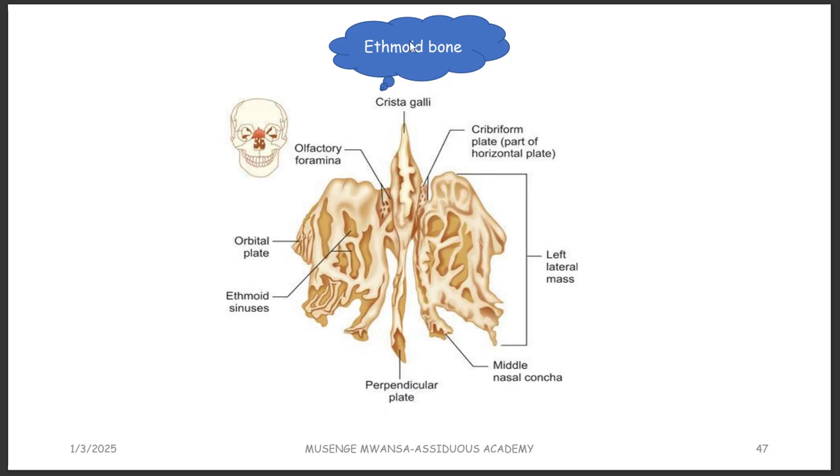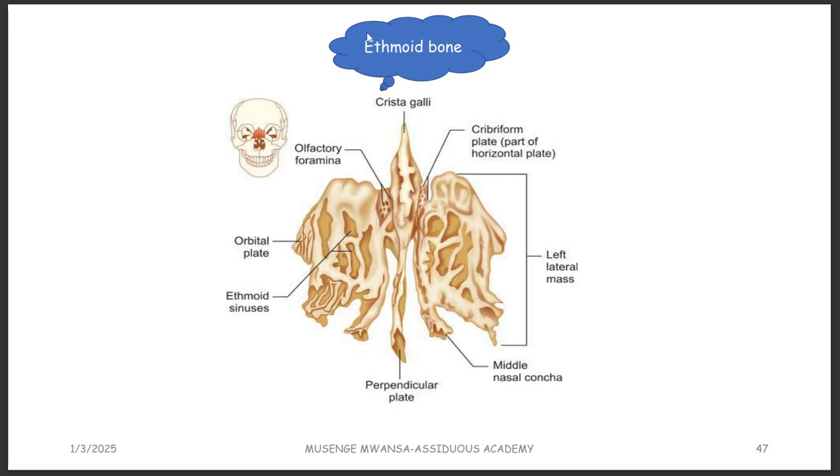So the next bone is the ethmoid bone. Ethmoid bone, you can see where it stays, just somewhere here on the nose. Okay, that's the ethmoid bone. You can see the way it looks, not too good, and it has got some parts that we have to know. The top part here is known as the crista galli. It's of importance. We'll talk about the importance. And then it has got the cribriform plate, part of the horizontal plate.